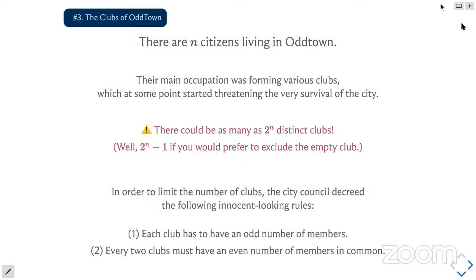So as a warm-up, let's think of these constraints one at a time. So what if we only constrained the clubs to have odd size? How many clubs can we form if this was the only rule in play? I will watch out in the chat for any suggestions.